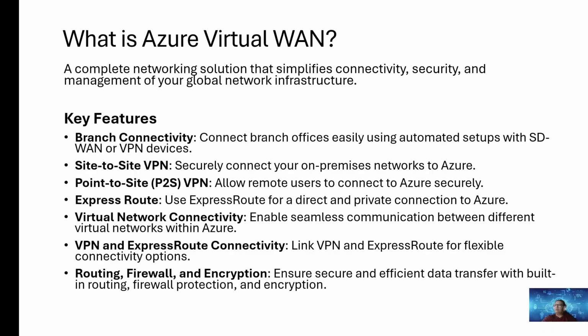And also it supports routing, firewall, and encryption, where Virtual WAN offers automated routing capabilities that intelligently direct traffic between your network locations, optimizing performance and reducing latency. However, you don't need to do anything here, and Azure takes care of that. It also integrates with firewall protection. Azure Firewall is integrated, and encryption ensures that the data moving across the network remains secure and confidential.